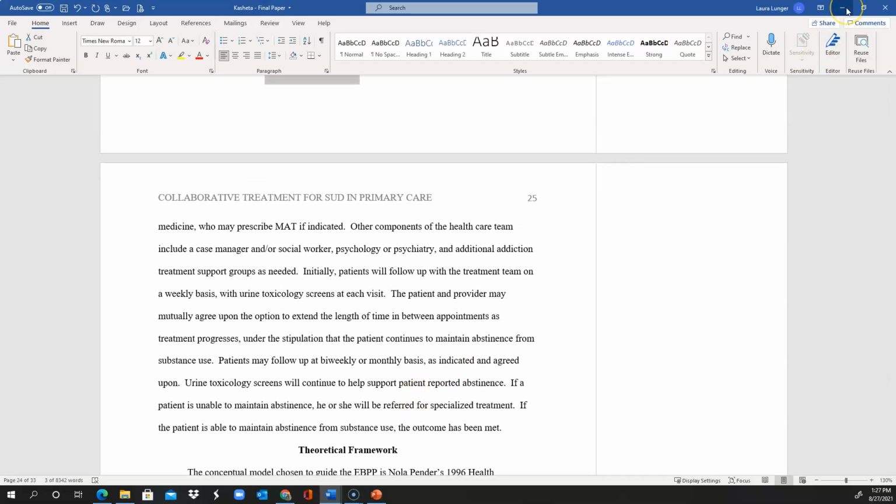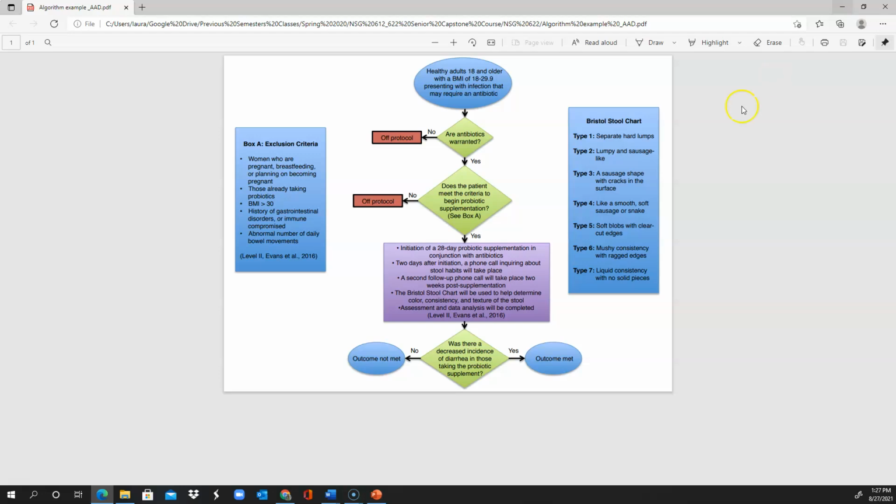And then I just want to show you one more example. This is healthy adults 18 and older with a BMI of 18 to 29.9 presenting with an infection that may require an antibiotic. And this was all about using probiotics for antibiotic-associated diarrhea. So first, again, using the oval here first. And her first one is a decision. Are antibiotics warranted? If they're not warranted, then you don't need to start the probiotic. So off protocol. If yes, does the patient meet the criteria to begin probiotic supplementation?